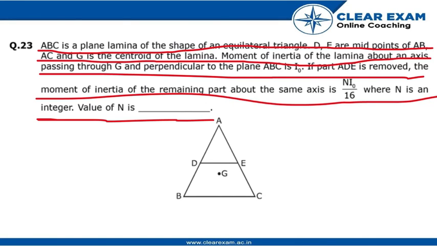So we can say the remaining inertia is equal to 2I plus I0 upon 16, and solving this we get 11 I0 upon 16. So we can conclude our answer by saying that the remaining inertia is equal to 11 I0 upon 16.